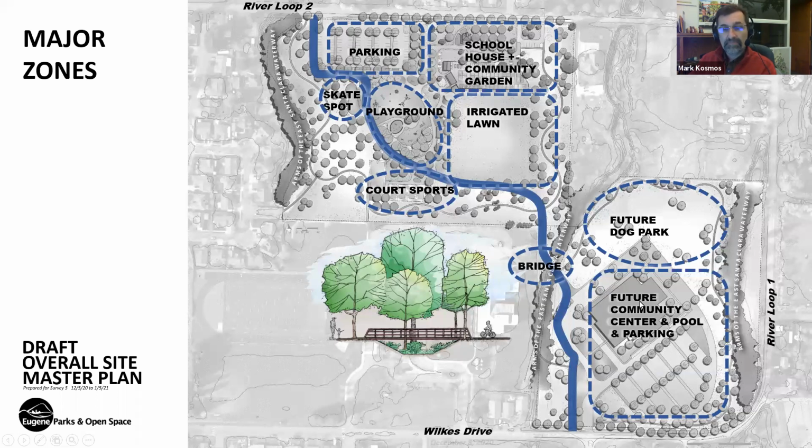Again, this is our draft master plan, and at full build out, we wanted to show how all of these park amenities integrate with each other and with the site. Our north parking is located off of River Loop 2. We have our schoolhouse and community garden. We have our large irrigated lawn, our court sports. Center to the whole design is our playground. And then, of course, we have our bridge connecting us to those future pieces.